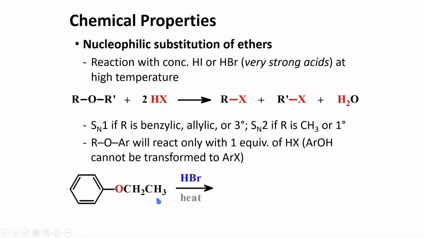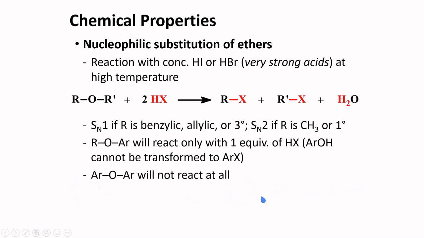For example, in this case, if you react it with concentrated hydrogen bromide, the product will be a phenol and ethyl bromide. Phenol is unlikely to react further. This is prevented by the aromatic ring. If there are 2 aromatic groups that are attached to the oxygen, it will not react at all in this condition.